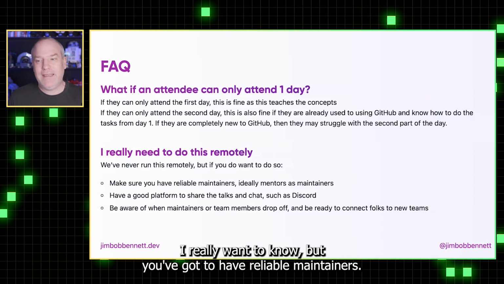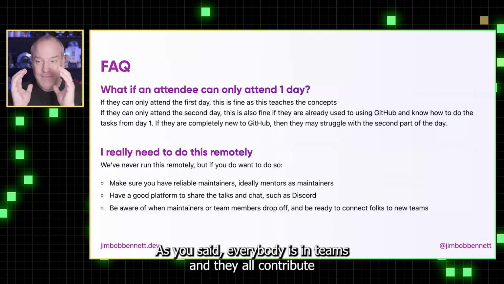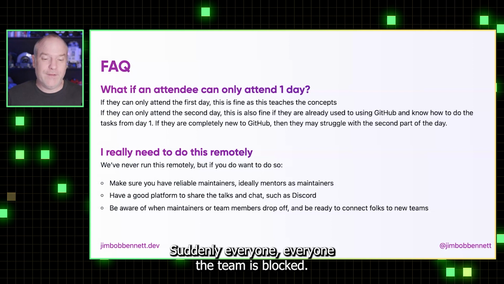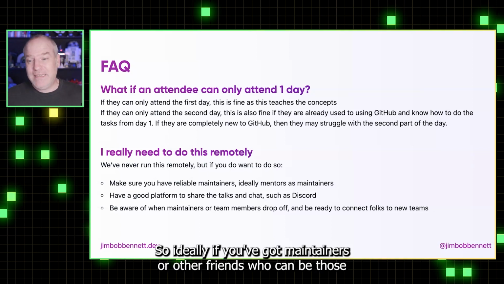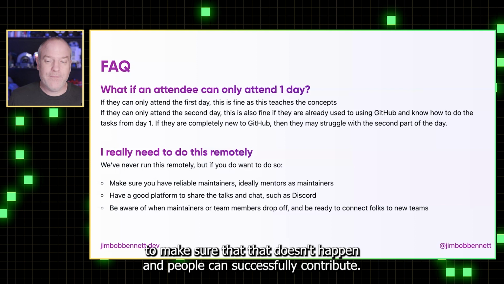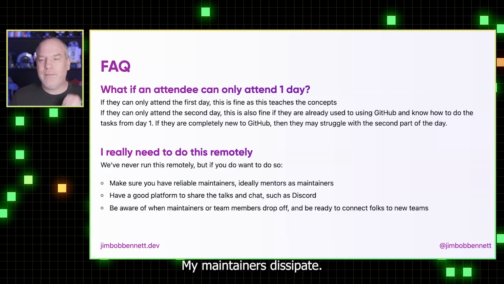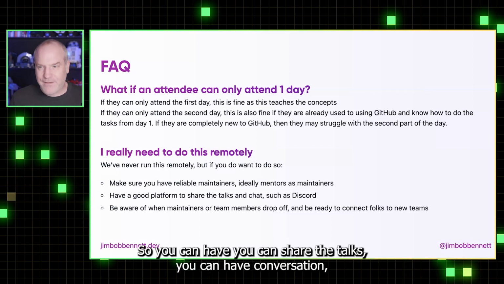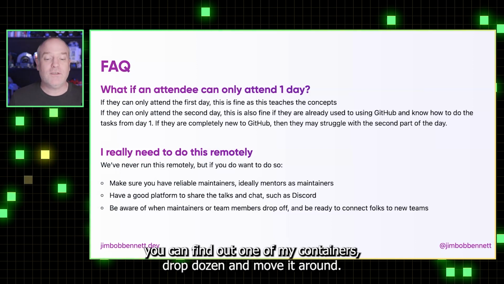But you've got to have reliable maintainers. As we said, everybody's in teams and they all contribute to the maintainer's repo. If that maintainer just decides, I'm bored, I'm done, suddenly everyone on the team is blocked. So ideally, if you've got mentors or other friends who can be those maintainers, that really helps to make sure that doesn't happen and people can successfully contribute. Otherwise, you've got to be on it a lot. My maintainers disappeared. Okay, jump onto this team. Make sure you've got a good platform like Discord so you can share the talks, have conversation, find out when a maintainer's dropped off and move people around.